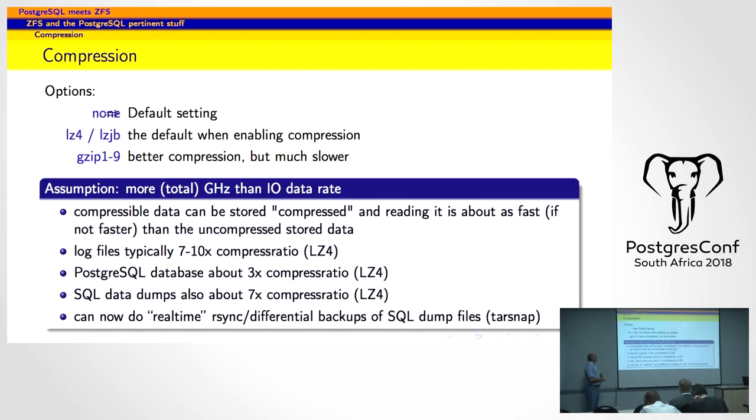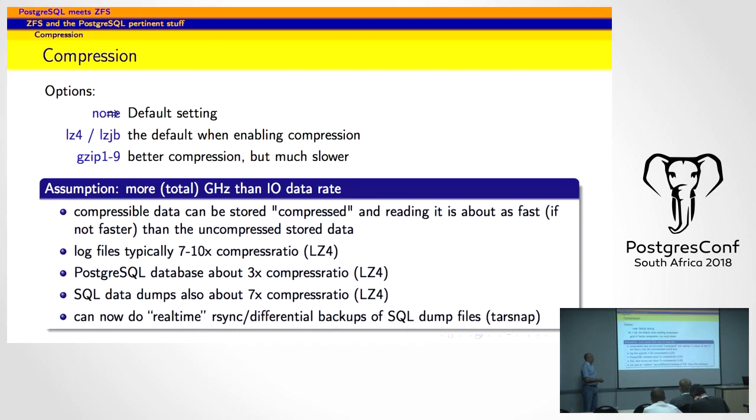Most of your data, well, the assumption there is you have more gigahertz than IO data, right? Because recently you have multiple core systems. The more cores you have, the easier this is to implement, the quicker it is. It's a no-brainer on most recent hardware.